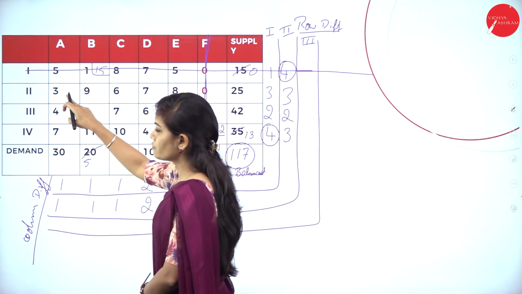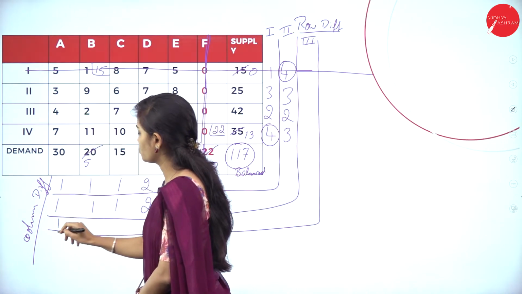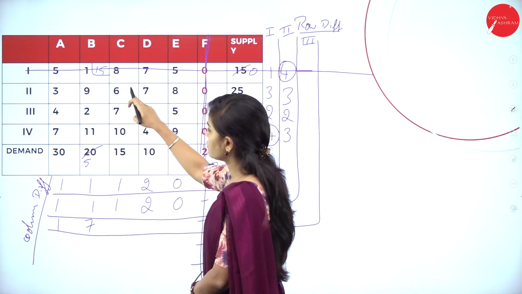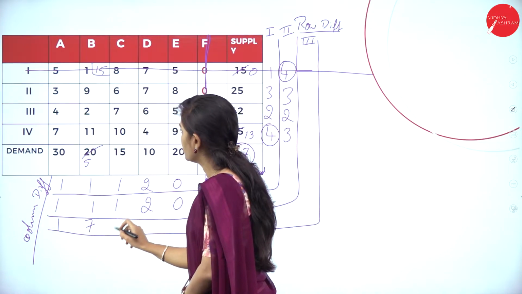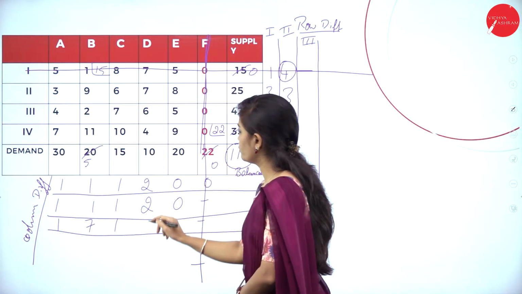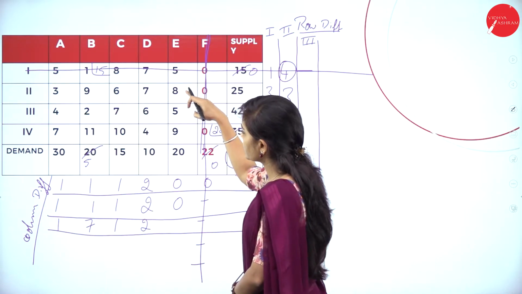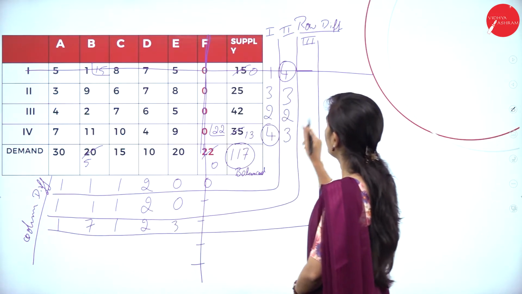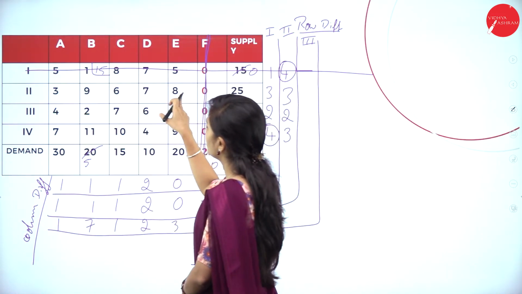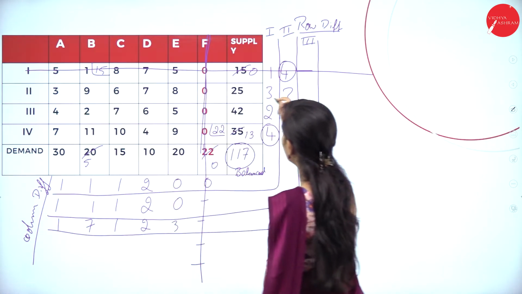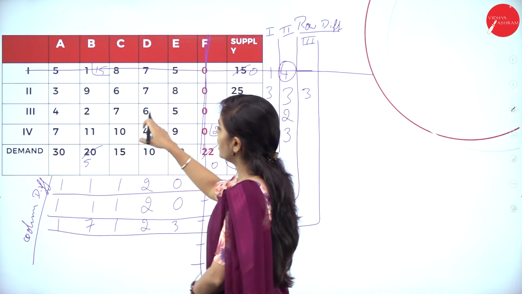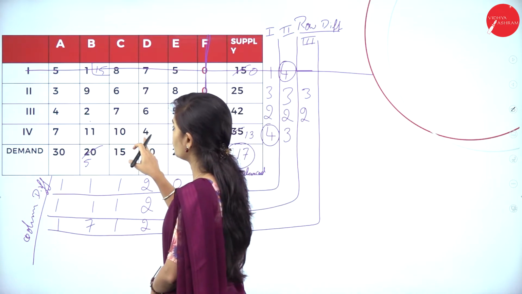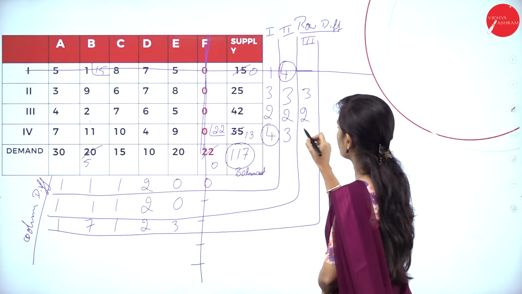column difference. The least value is 3, the next least value 4, difference is 1. Least value 2 and the next least value 9, difference is 7. Least value 6, next least value 7, difference is 1. Again 6 and 4, difference is 2. Again the next least value is 8, least value is 5, 8 minus 5 is 3. Next, coming to the row part, the least value is 3, next least value 6, difference is 3. Here the least value is 2 and 4, difference 2. And in the last row, the least value is 4, the next least value 7, difference is 3.